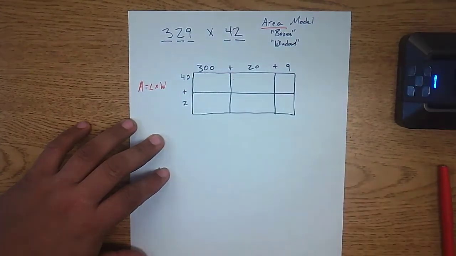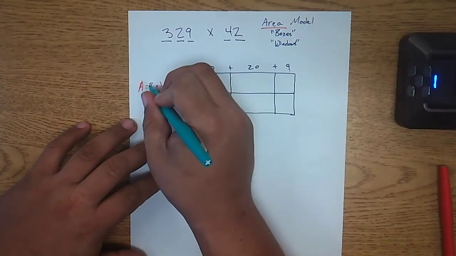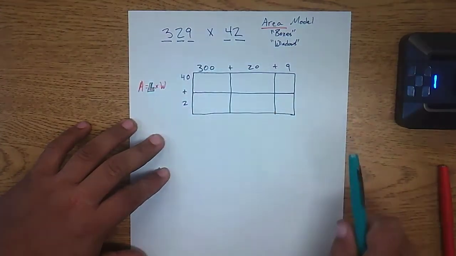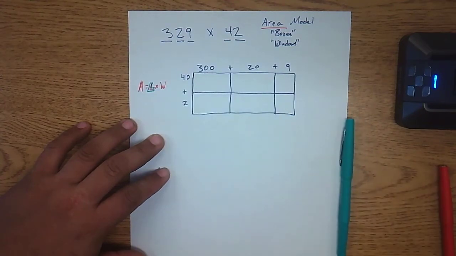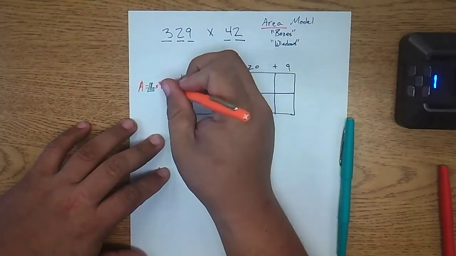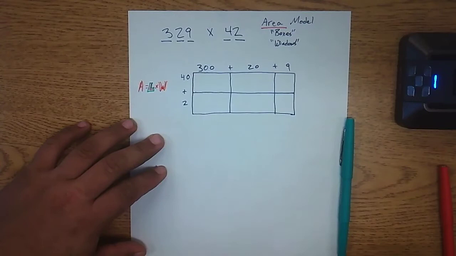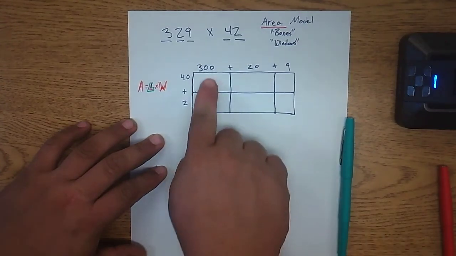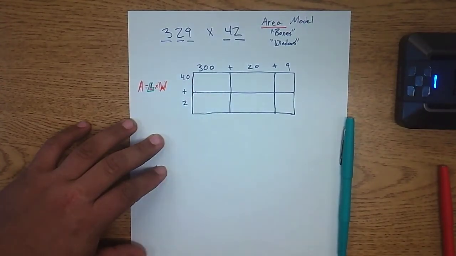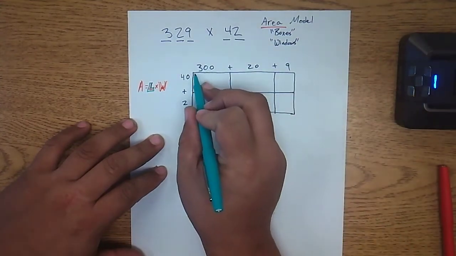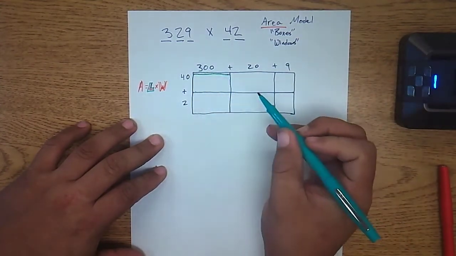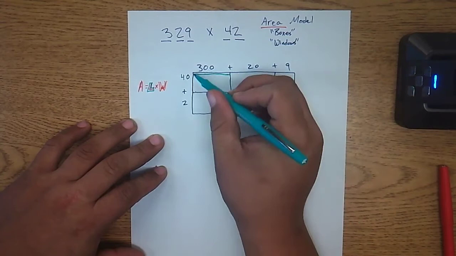Let's do some different colors for this, shall we? We'll do length in this pretty green, right? And let's do our width in tiger orange. Why not? Length and width. So the length of this first box right here in the upper left-hand corner would be 300.